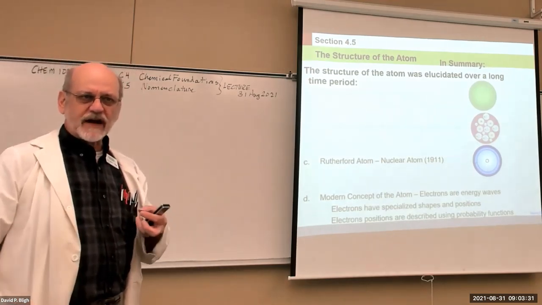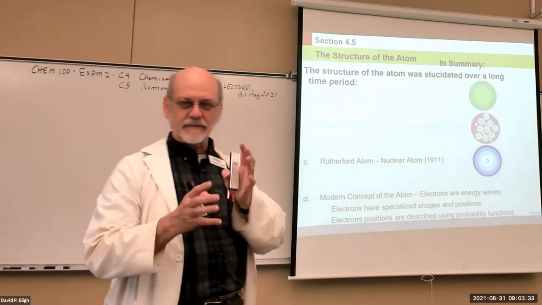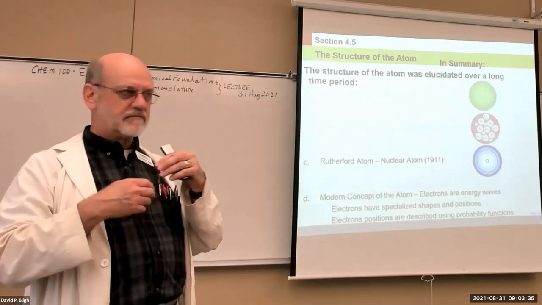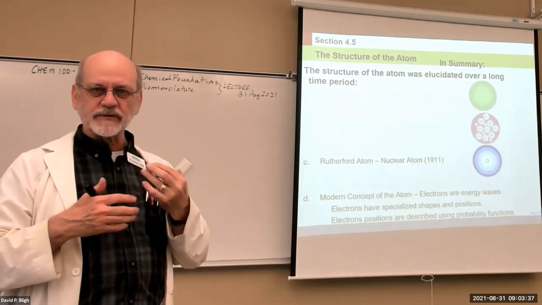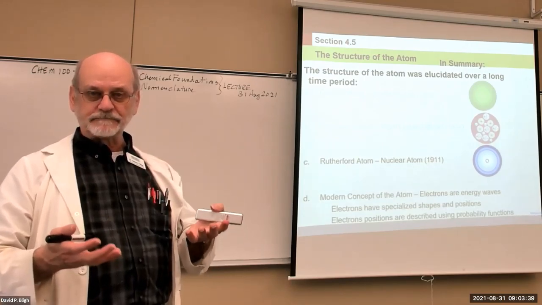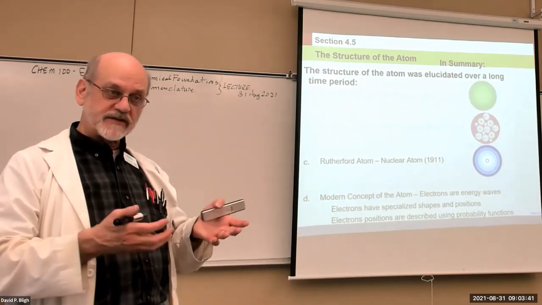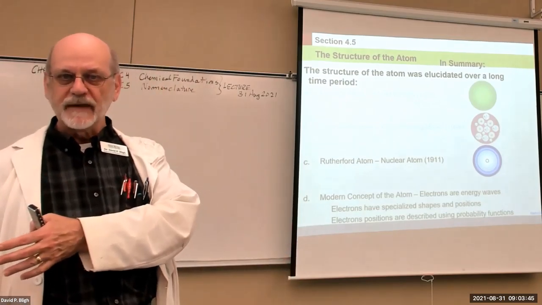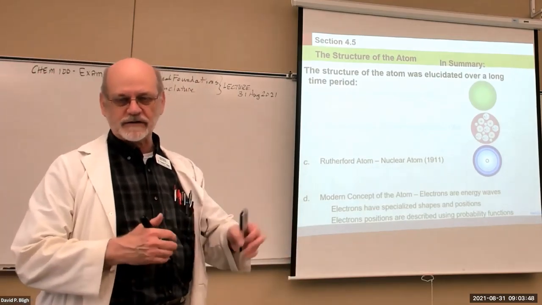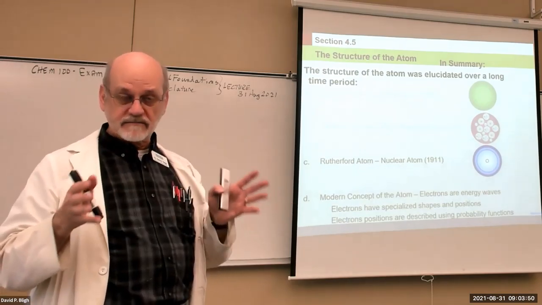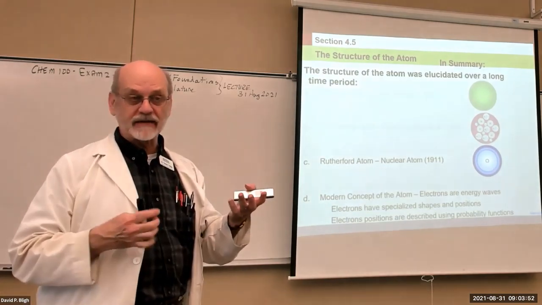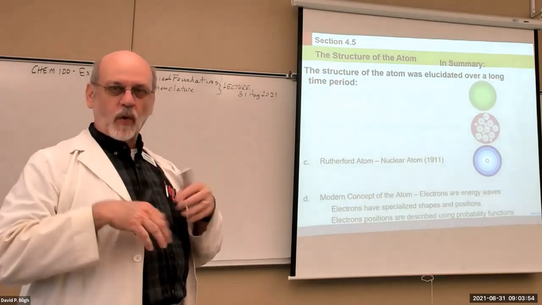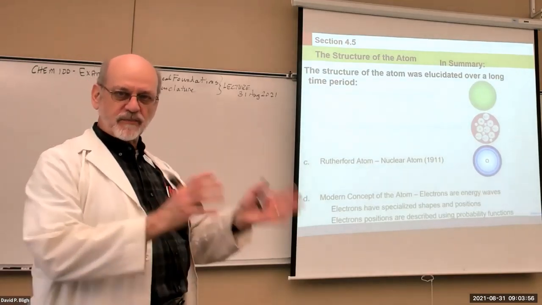But we find ourselves in a dilemma here, similar to the controversy that erupted over what is light. Because in some circumstances, light behaves as a wave. Other circumstances, it behaves as a particle. You can say the same thing about electrons or about any mass, any atom, as a matter of fact. They all have wave properties in addition to their particle properties.